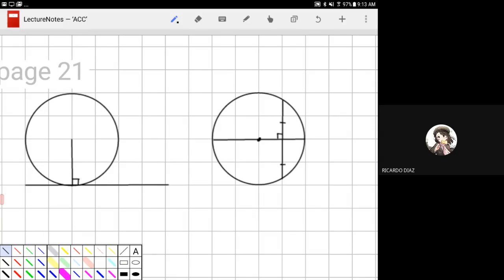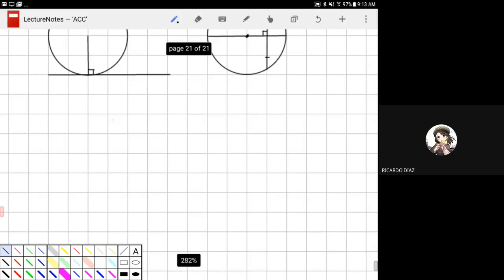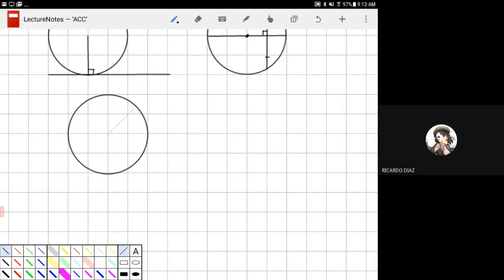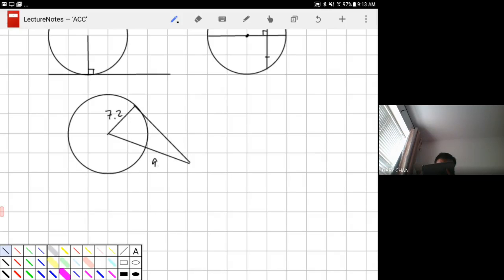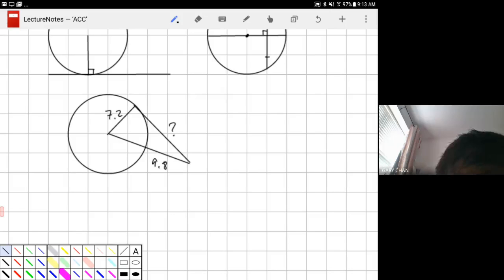This is one of the two facts we have to use. So going back to the city form, you're given a circle with a radius of 7.2, and the part that extends out is 9.8. So you have a situation like so. This is 7.2. This is 9.8. And you're asked to find out what this length is.